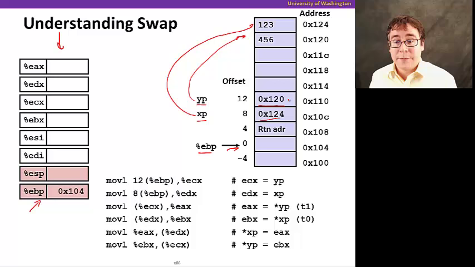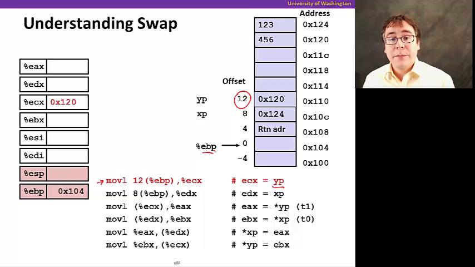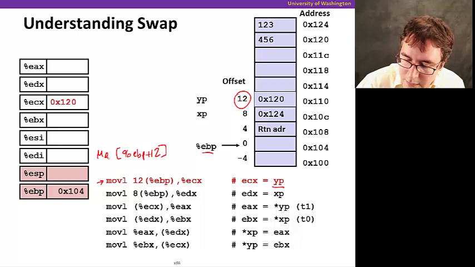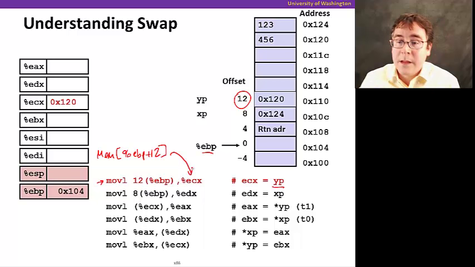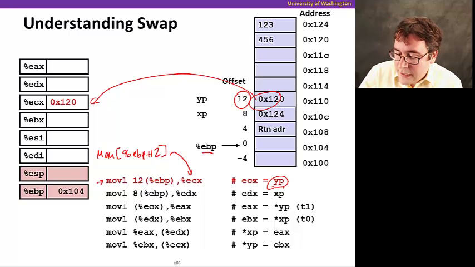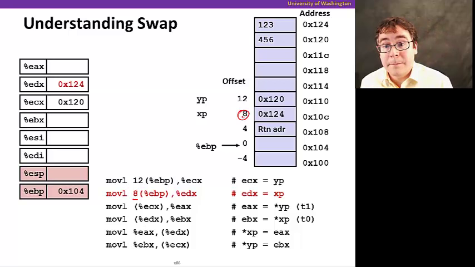Let's execute the first instruction now. When we execute this move, what are we doing? We are storing the contents of YP as a pointer into ECX. Since YP is stored 12 bytes away from EBP, we use a displacement address mode for the source operand. The way the address is obtained is by getting EBP, adding 12, and using the memory at that address as our source operand, and then storing it in ECX. So we get 120 and store it in ECX. We just got the address held by YP and stored it in ECX. The same thing for XP, but now the displacement changes to 8 because XP is stored 8 bytes away from EBP. So now EDX holds 124, which is the address held by pointer XP.